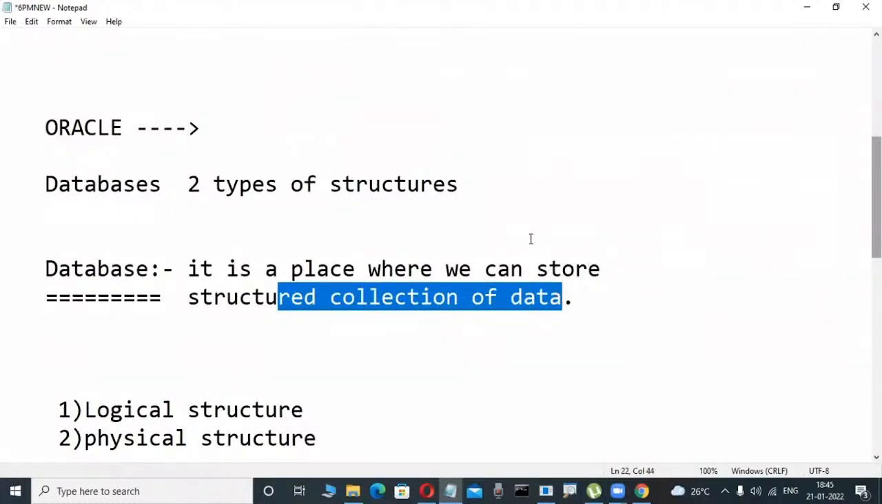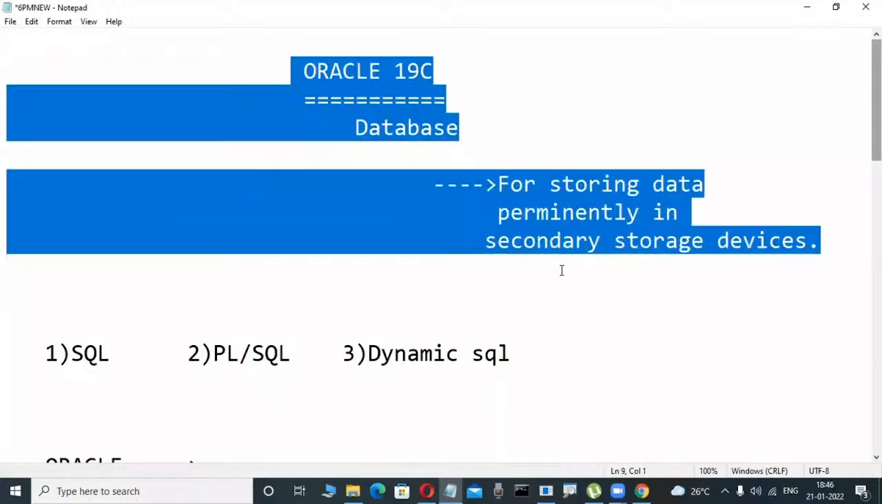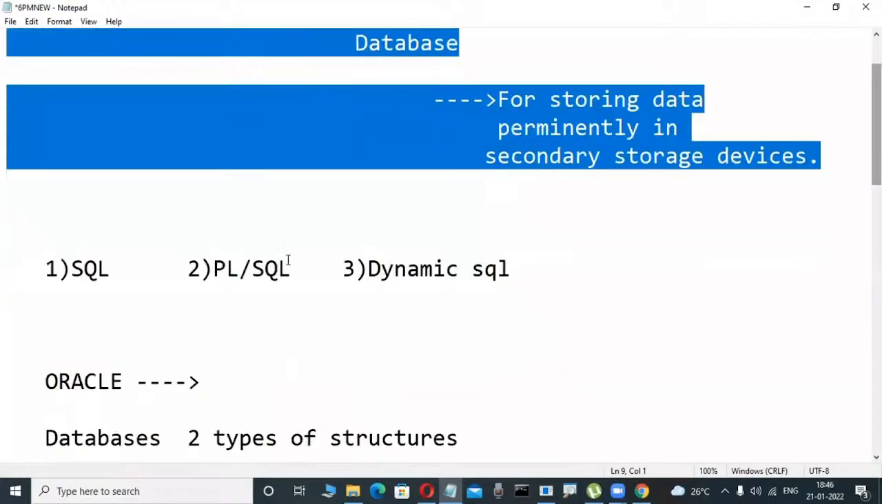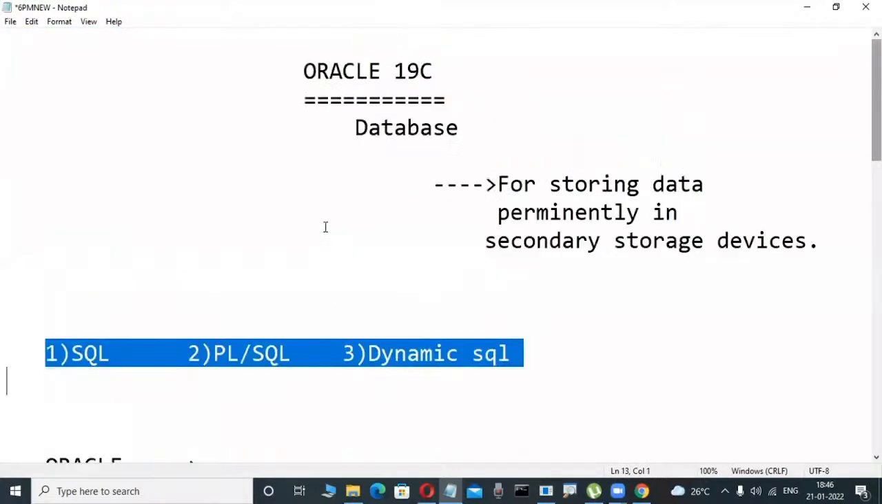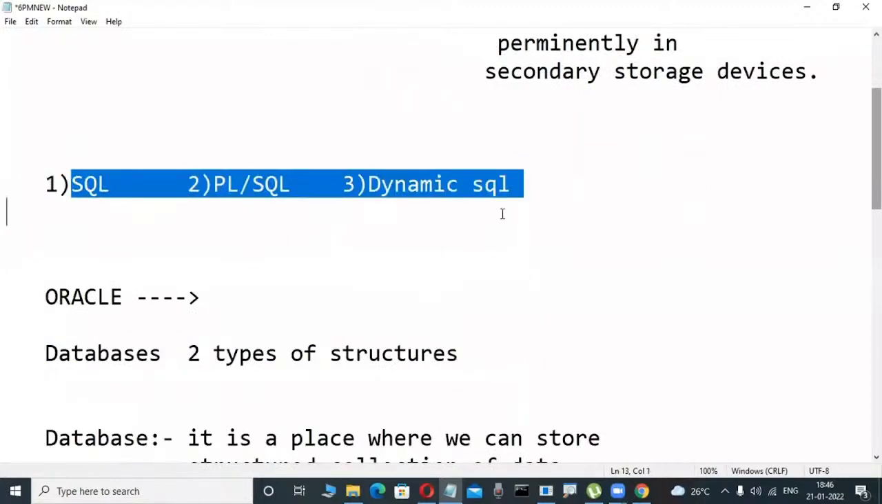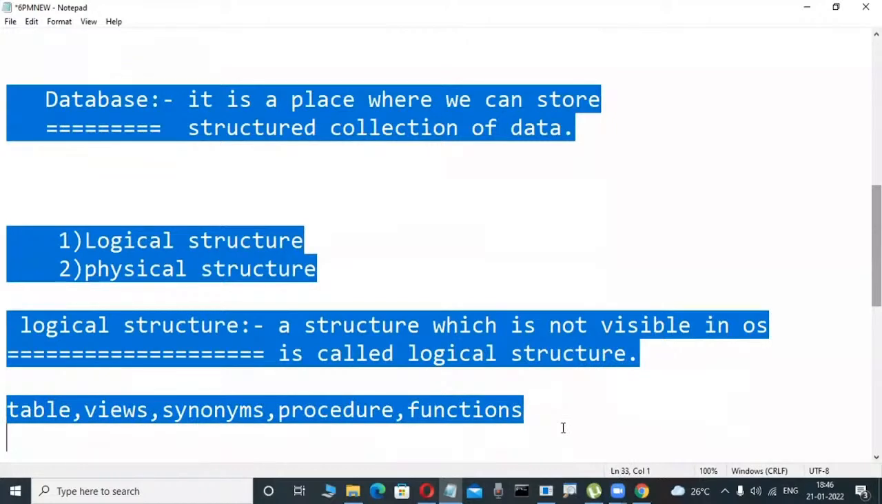That is the logical side we are telling. What is the purpose of databases? Not only storing data permanently, but also efficiently retrieving and fetching the data from some place. If you want to operate this Oracle software, we use SQL, PLSQL, and dynamic SQL languages. Anywhere we learn an Oracle course, these three things are taught. That is a very small thing I'm telling.